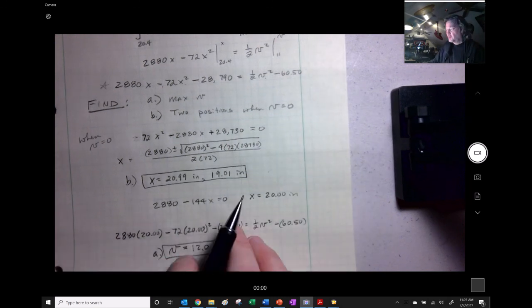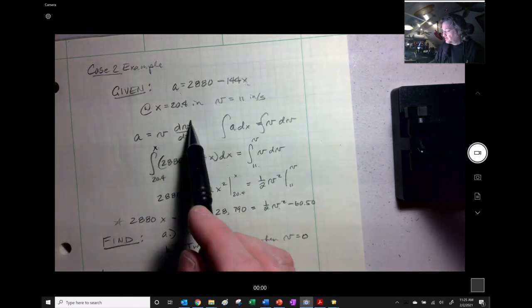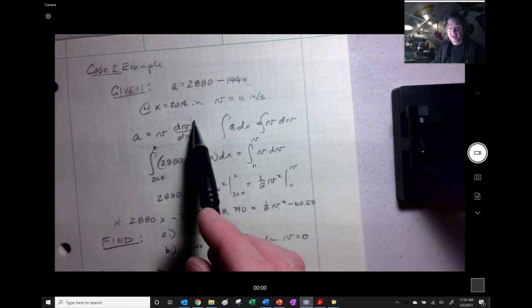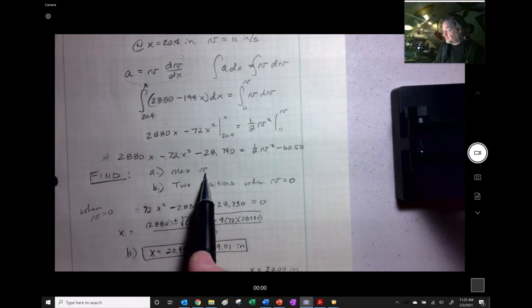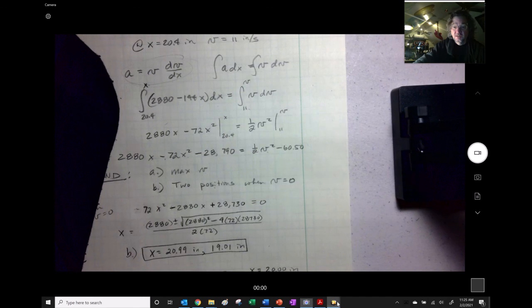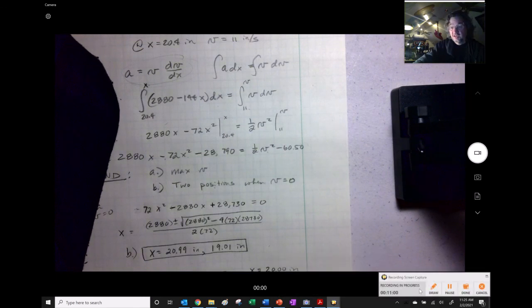So it's just some manipulation of this equation right here. It's just manipulating this to try to get to the goals in mind, finding the maximum velocity and finding the two positions. And so I guess we could call that done.